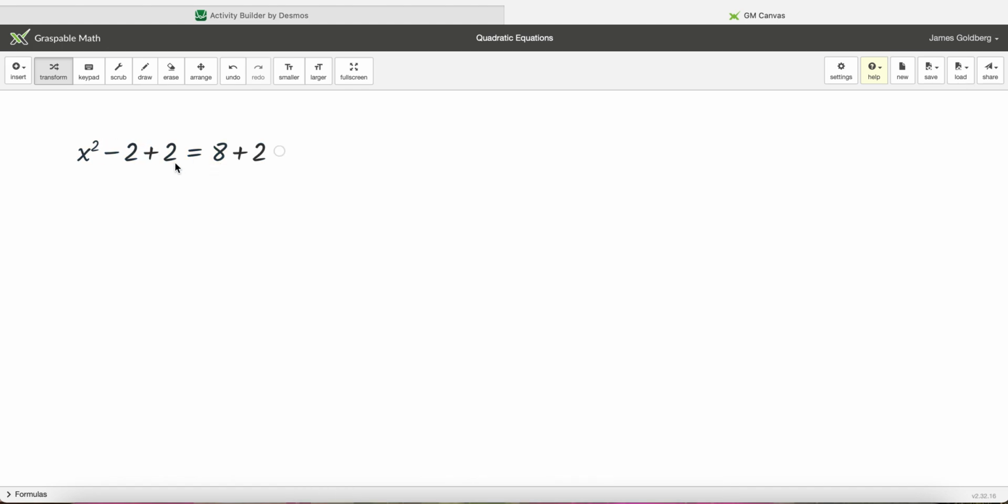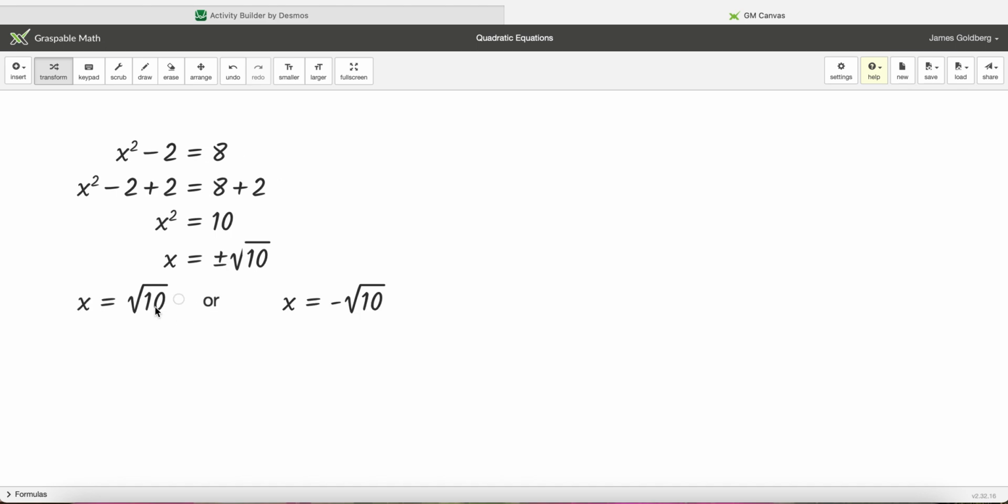We're just going to add 2 to both sides, to isolate the quadratic term on one side of the equation. And then Graspable Math, kind of cool: if you drag the squared to the other side, it will square root both sides. You could also do that by clicking and holding the equal sign and square rooting both sides. What's great about Graspable is it reminds you that there are 2 solutions: the square root of 10 and the negative square root of 10. Both of these make this equation true.